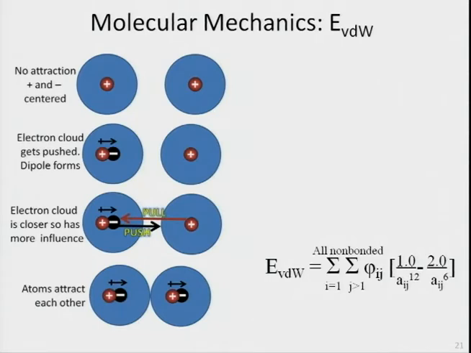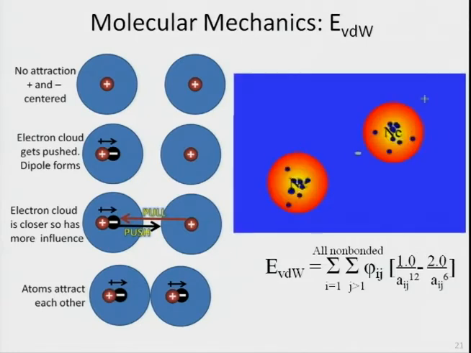And there is an equation that's commonly associated with this force. It's called the Lennard-Jones equation, or the 6-12 equation, because it is dependent on the 6th and the 12th power of the distance between the 2 atoms. So the distance to the 12th term is the repulsive force, and the 6th is the attractive force.